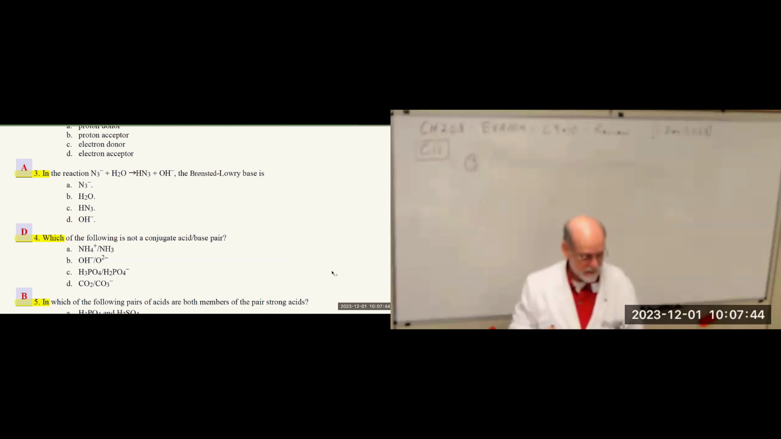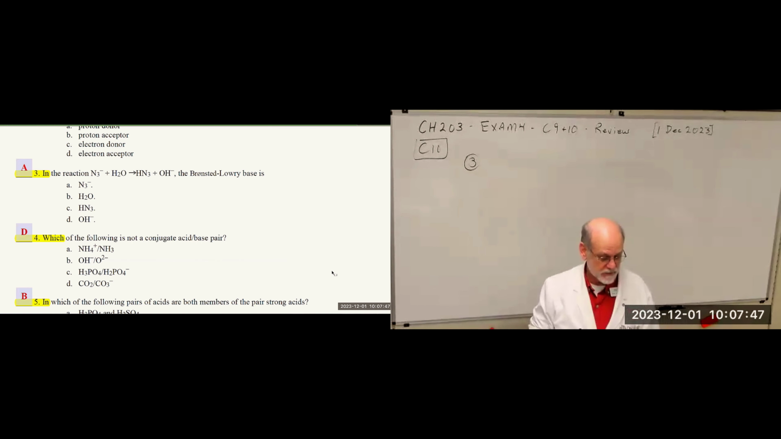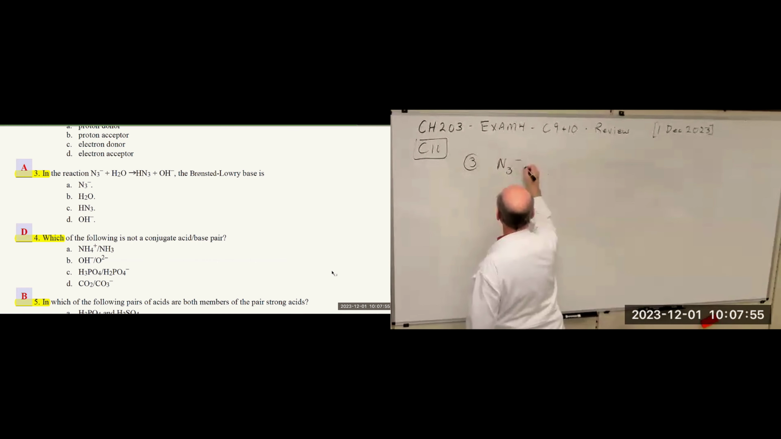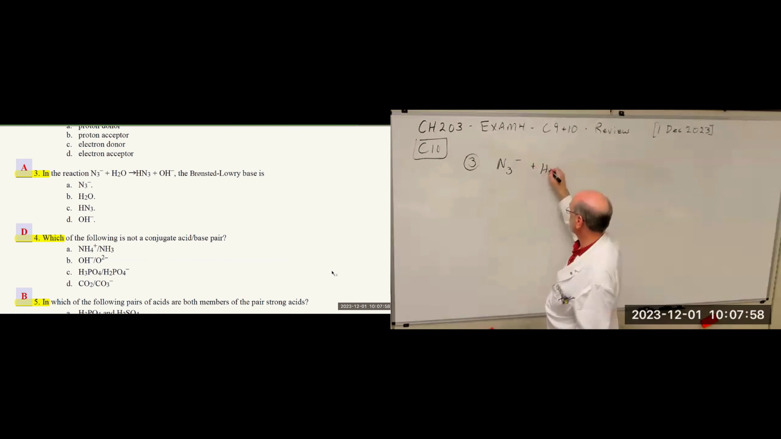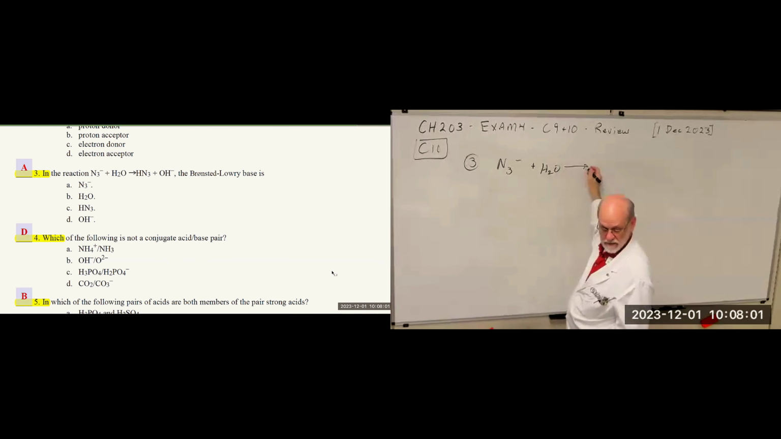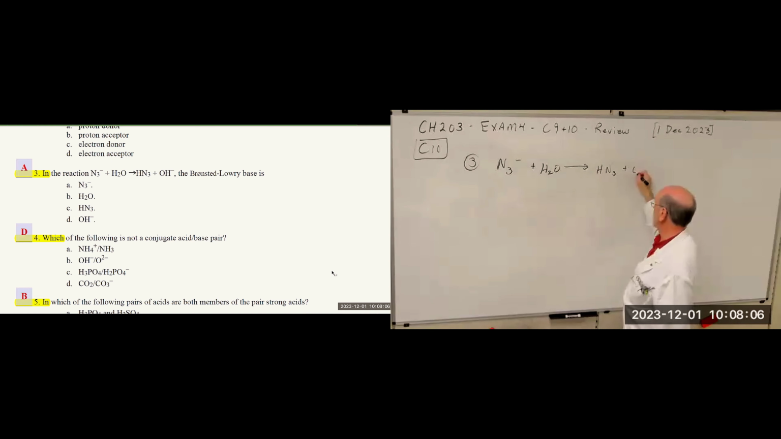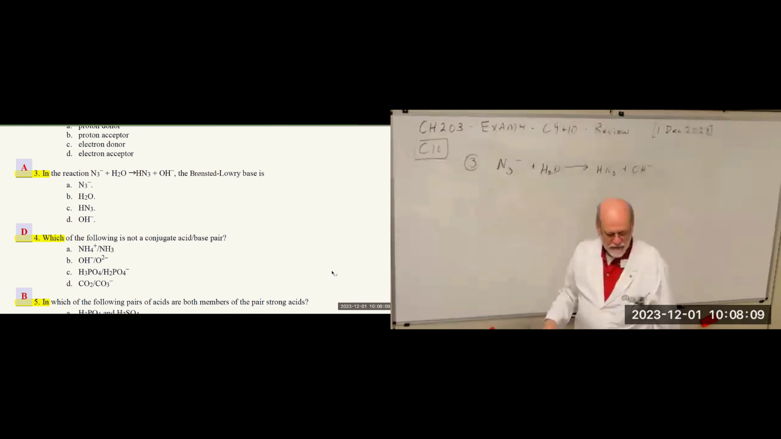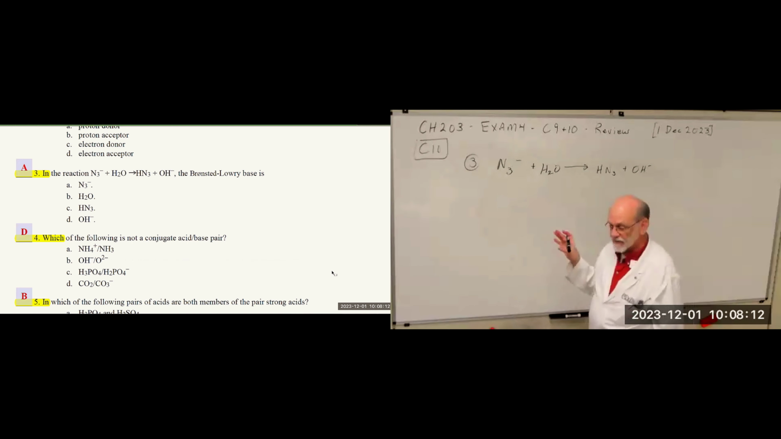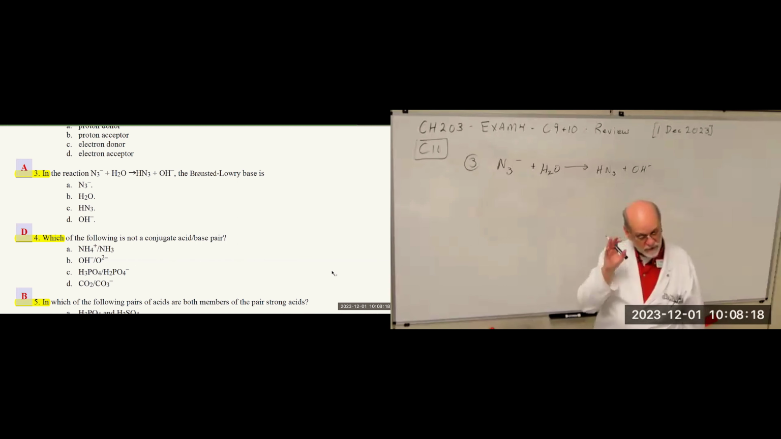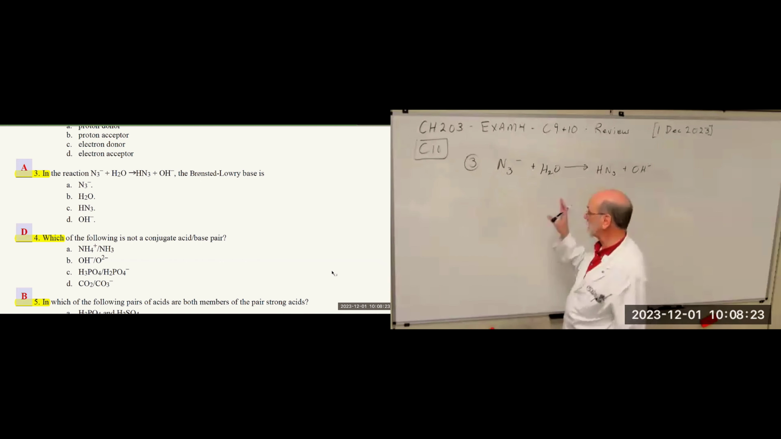3. In the reaction, N3 minus plus H2O yields HN3 plus OH minus, the Bronsted-Lowry base is... So we're talking acids and bases here. I assume that if it doesn't say which side is which, when it is looking for the Bronsted-Lowry base, it's talking about reactants. So we look at the reactants.